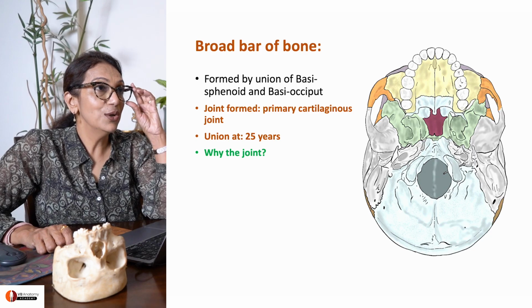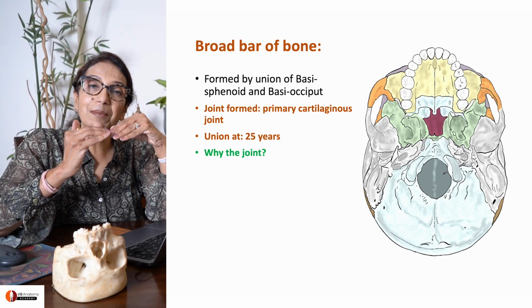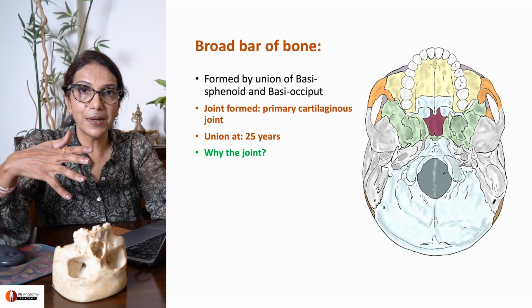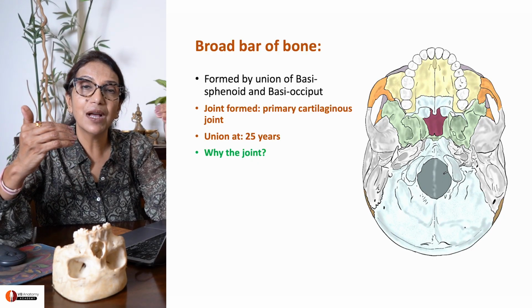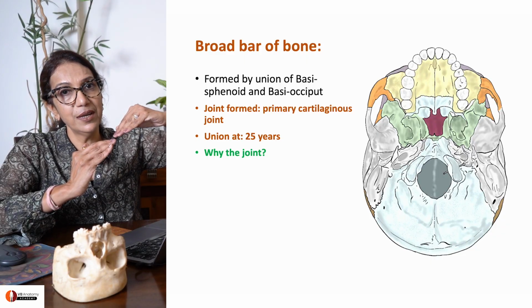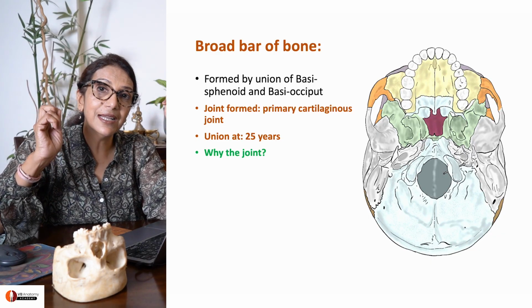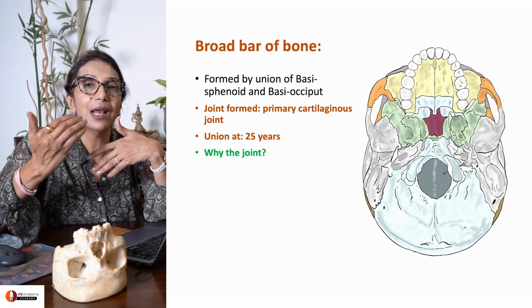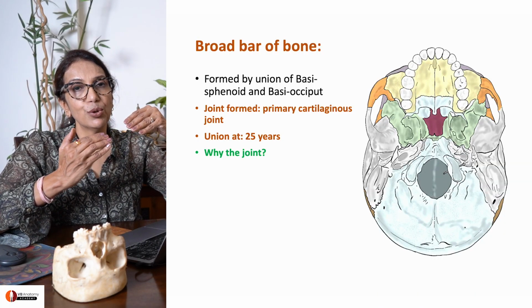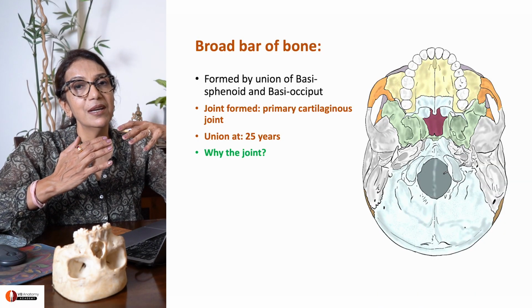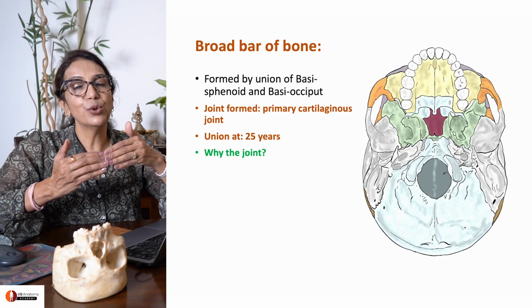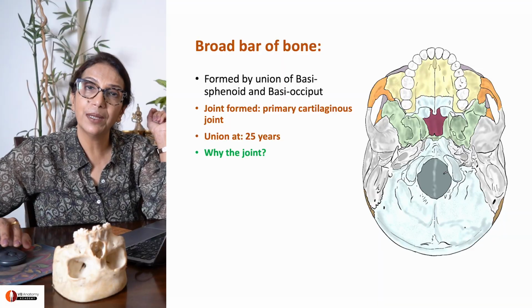This is where you should understand that this was a primary cartilaginous joint between two bones which were separate at one point and have now fused. So what happens when there is a primary cartilaginous joint? If you remember, primary cartilaginous joints are made for allowing growth. So at that joint, the skull keeps on growing till you reach a point when you no longer need the skull to grow. That's when the two bones fuse together and become one bone.